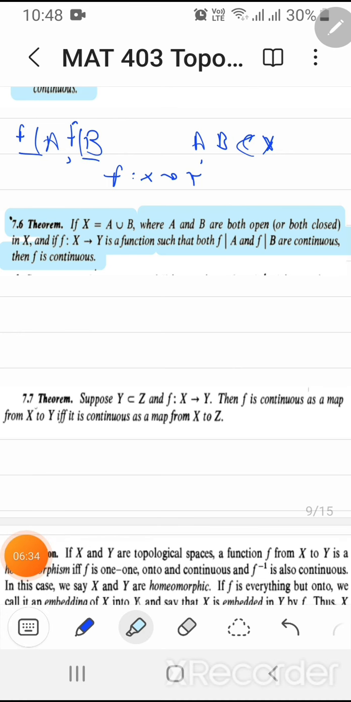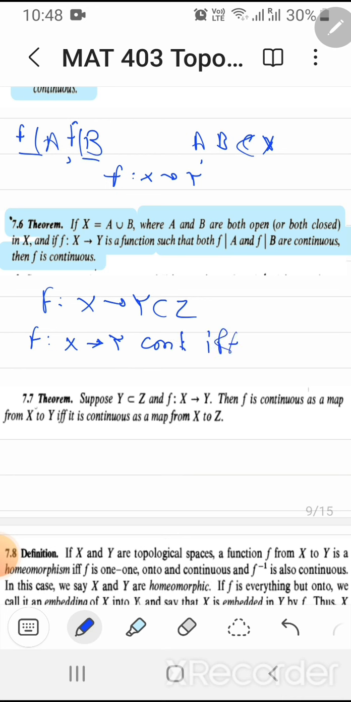Now the next result is: if we take a function f from X to Y, and Y is a subset of Z, then f from X to Y is continuous if and only if f from X to Z is continuous. That is, f from X to Y is continuous if and only if f from X to Z is continuous, or f from X to Z is continuous if and only if f from X to Y is continuous.